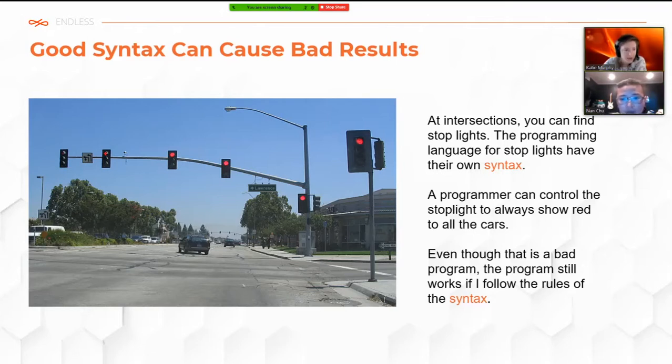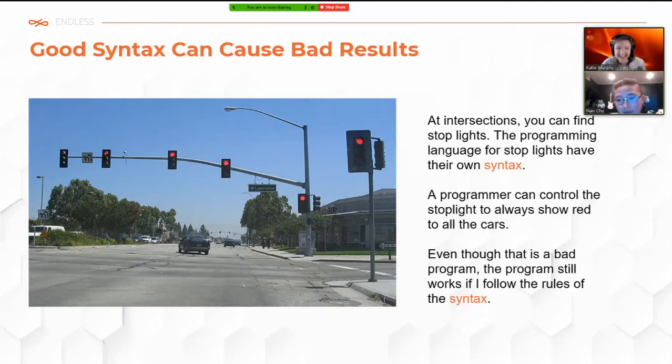Very interesting. So here is an example from the real world. It's a program for stoplights. So when you're driving and you come to an intersection, you may see a stoplight, and stoplights actually have programs running them, and they have their own syntax for how the stoplight is run. So as a programmer, I can write good syntax that controls stoplights, but I may not create the best stoplight logic. So could stoplight logic just be always red lights all the time?